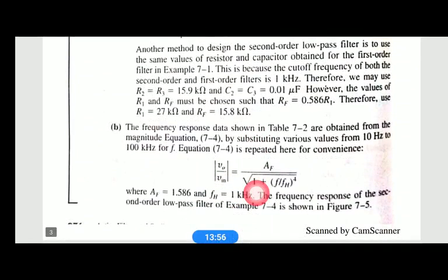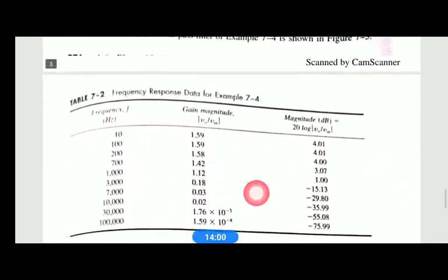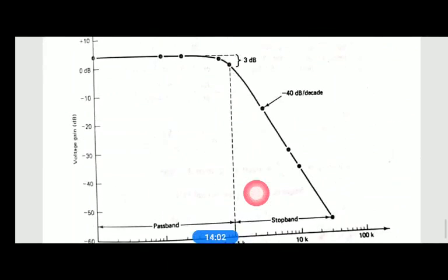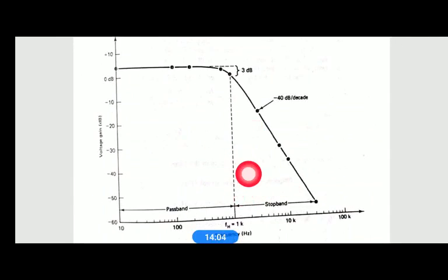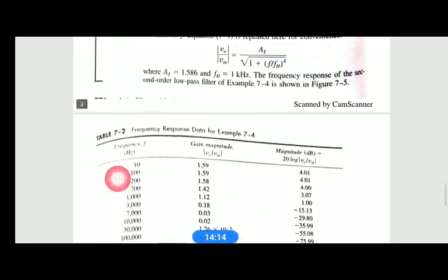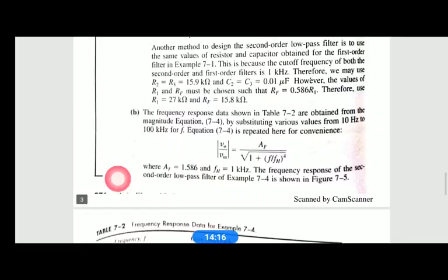In the second part, we need to draw the response. Here the frequency response is given, which is frequency F versus voltage gain in dB. For the above problem values only we have to take, where the gain AF is equal to 1.586 and FH is 1 kilohertz.